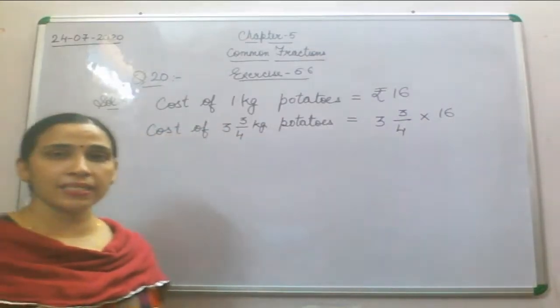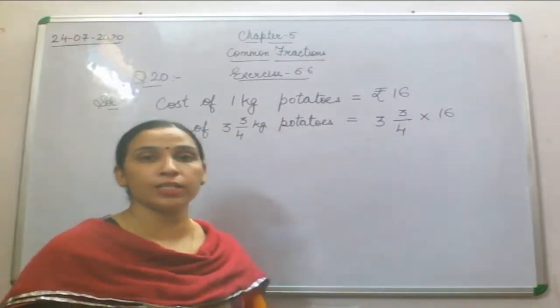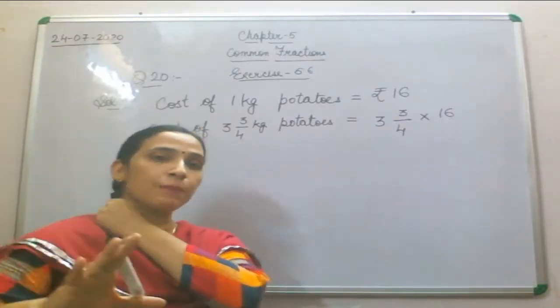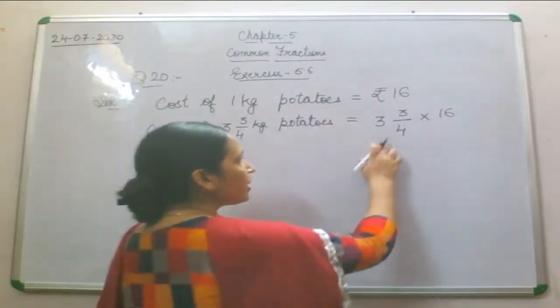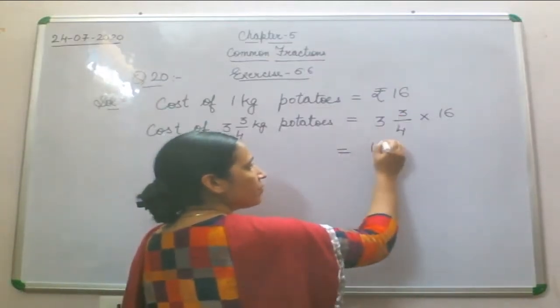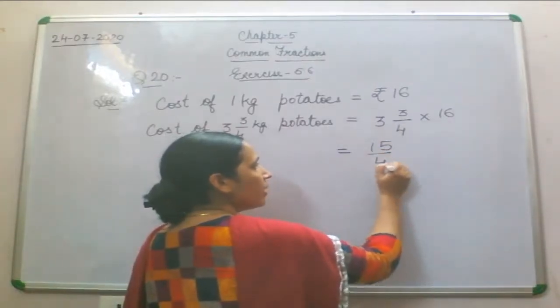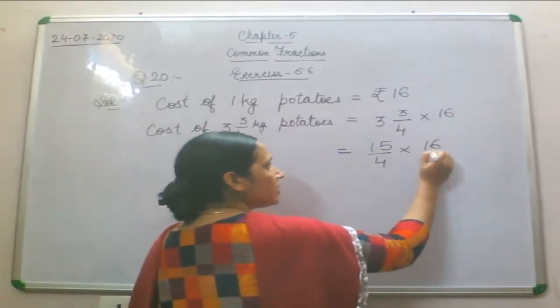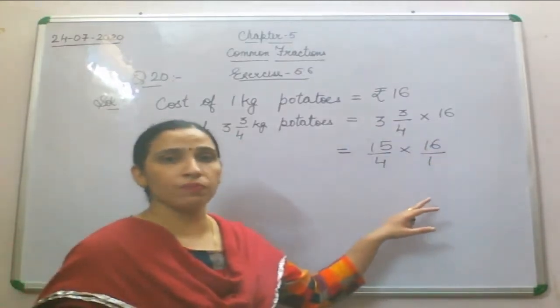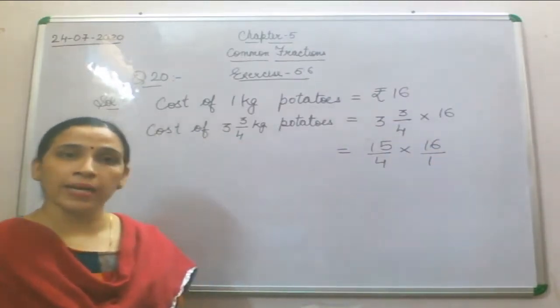Now what is the next step? This mixed fraction must be changed into an improper fraction. So let's change it. Now 4 threes are 12, 12 plus 3 is 15. 15 by 4 will be multiplied by 16. Now nothing is there in the denominator, so what will we write? We will write 1 over there.